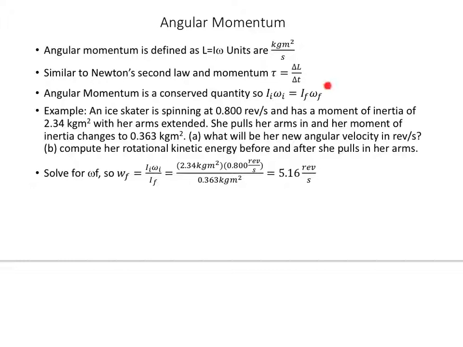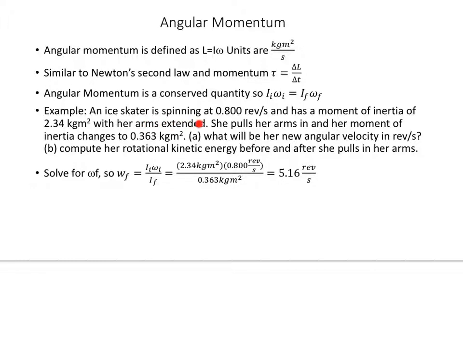Now, a very important point is, just like linear momentum, angular momentum is a conserved quantity. So we can say that the product of the initial IW is equal to the product of the final IW. So a good example of this is in ice skating, figure skating. When they extend their arms, they tend to rotate or spin slower. When they pull their arms in, they spin faster.